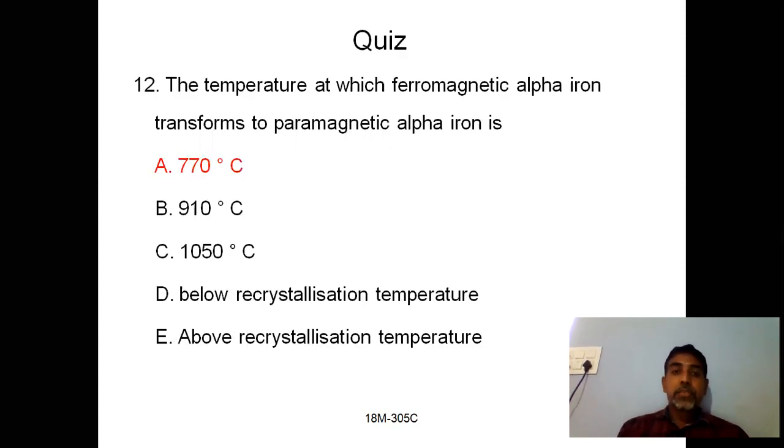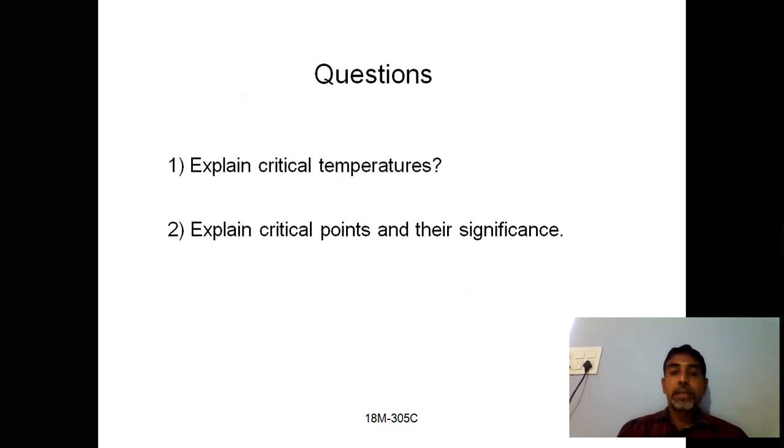Okay, so these are the quiz questions. And what they ask in the examination: explain critical temperatures. What do you understand by critical temperatures, or arrest temperatures and critical points? Explain the critical points and their significance. What is A1, what is A2, what is A3, and what is ACM, what is its significance, and what will happen at A1, A2, A3 and ACM.